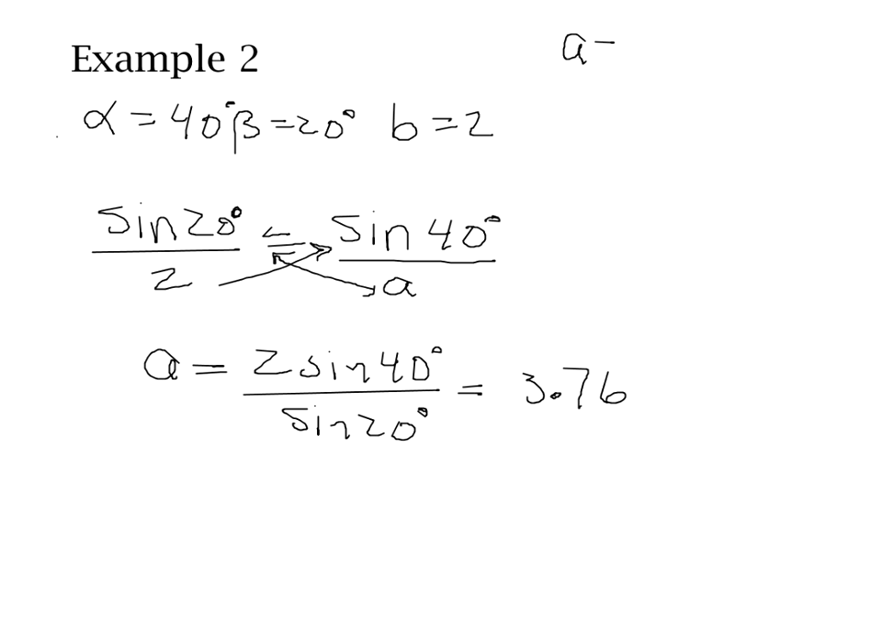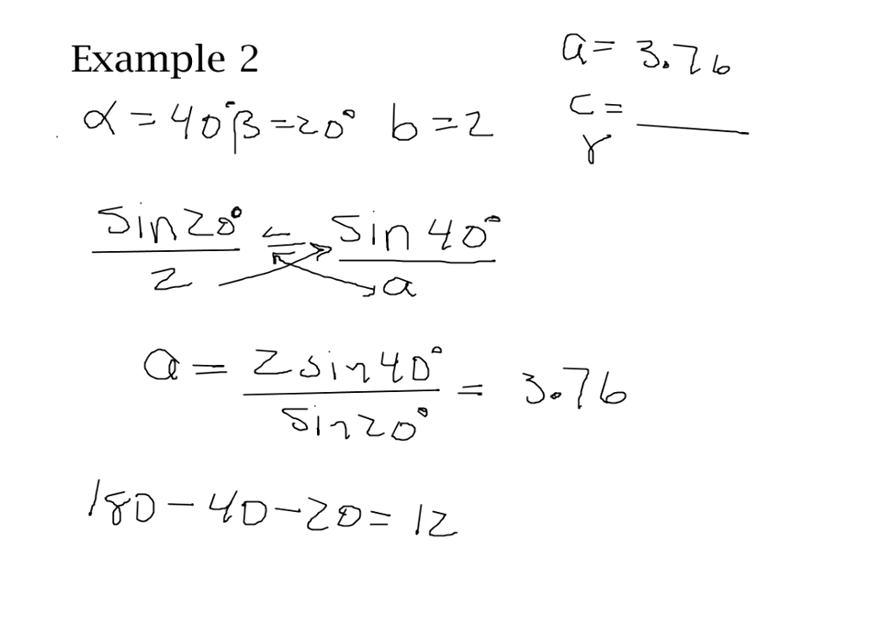So here I'm going to have three pieces of it. The three pieces I'm going to find is A, C, and gamma. So I found A. Gamma I find by taking 180 minus 40 minus 20, and that is equal to 120. So angle gamma is 120 degrees. Now I'm going to go to a new page and solve for C.